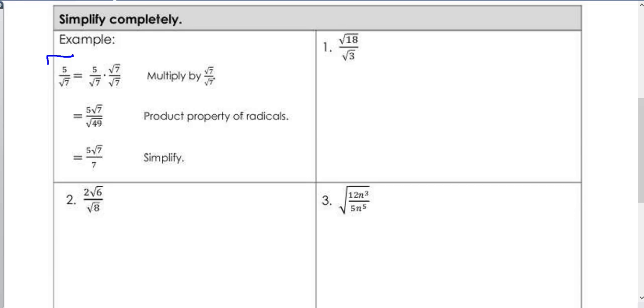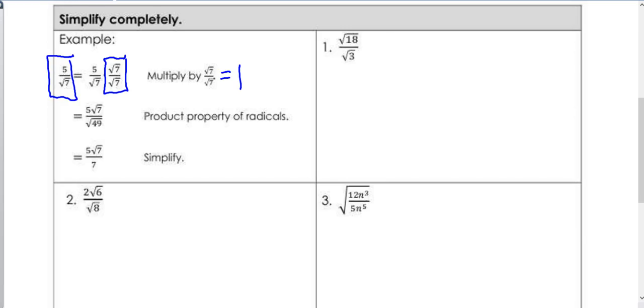So our original problem was 5 over the square root of 7. In order to get rid of the square root of 7, because again it's not allowed in the denominator, we are going to multiply by the square root of 7 over the square root of 7, because remember that just equals 1. So I'm not changing the meaning of this problem because I'm essentially just multiplying by 1.